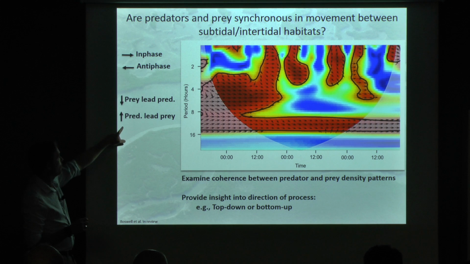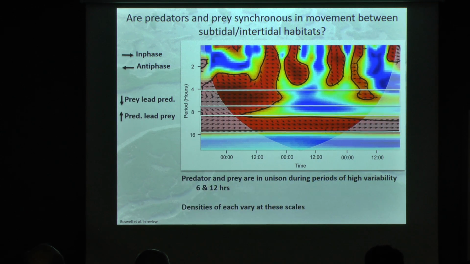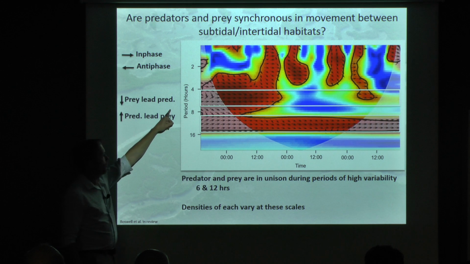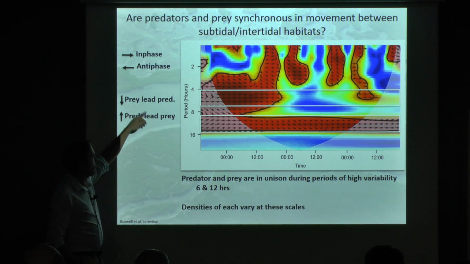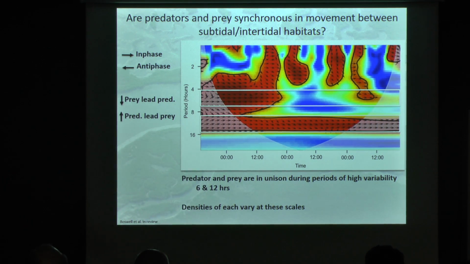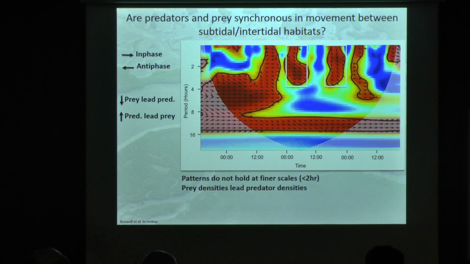And so the directions provide insight into how these interactions are structured. Those two dominant patterns that we saw, the dominant scales, the 12-hour and 6-hour, show up here. And what we find is generally the arrows are pointed in a way that suggests that these are varying in phase for the most part, and they're generally responding to one another in similar ways.